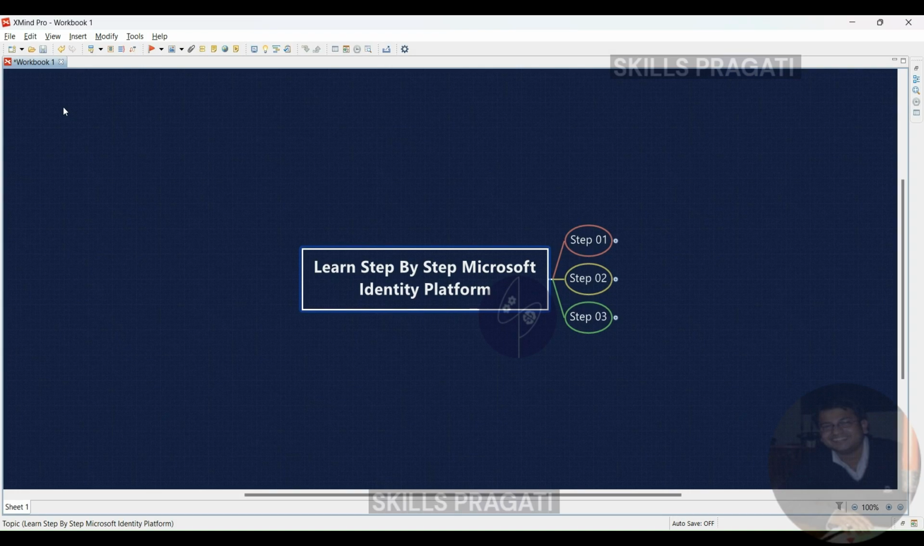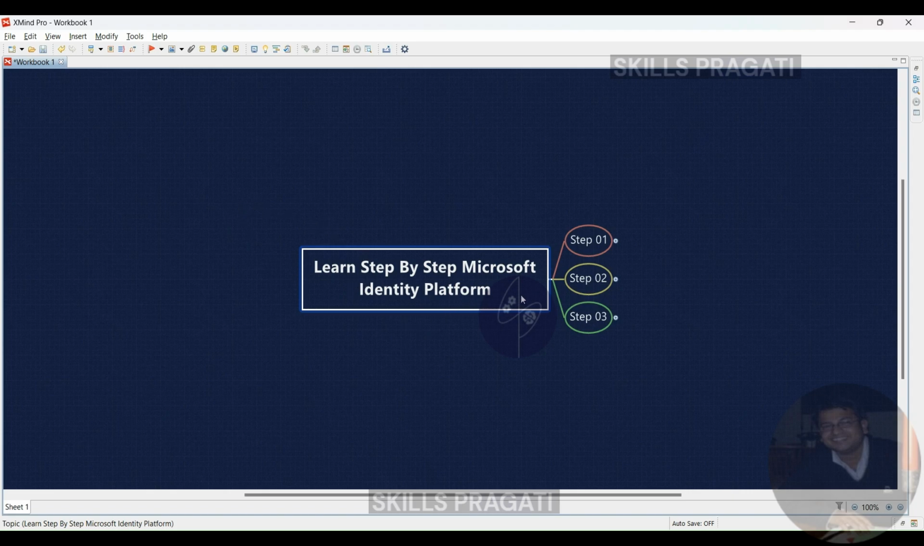Welcome to our comprehensive course on mastering the Microsoft Identity Platform. In today's digital landscape, where security and user privacy are paramount, understanding identity management is more crucial than ever. Whether you're a developer, IT professional, or security enthusiast, this course will equip you with the knowledge and skills needed to navigate the complexities of identity management in the Microsoft ecosystem.